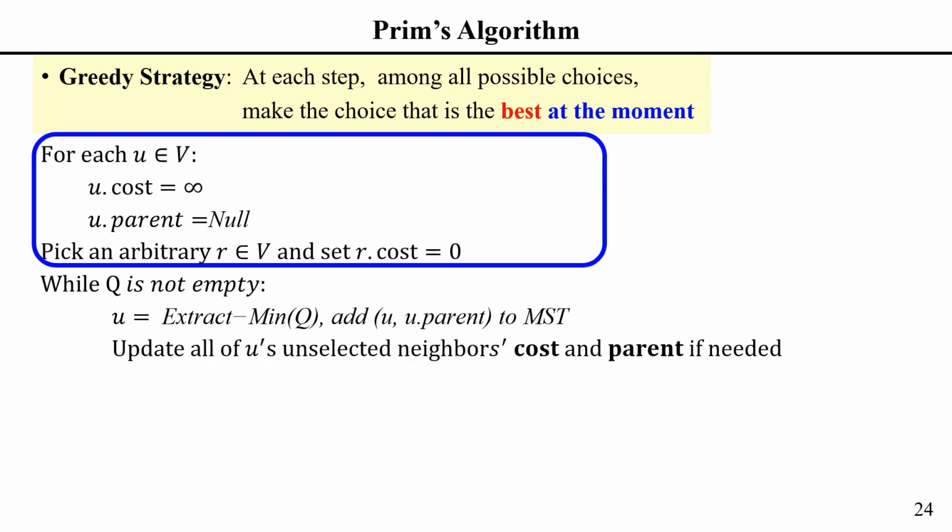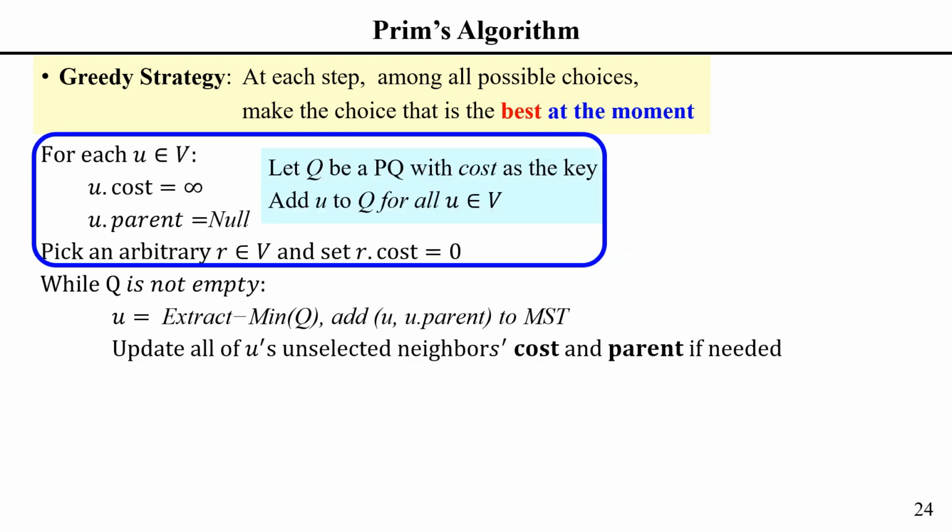So with the priority queue, the first step is to initialize the priority queue with the cost of the vertices as the key. The queue stores all the unselected vertices. While the queue is not empty, we extract from it the element with minimum cost. And we add the corresponding edge to the minimum spanning tree. After that, we update the cost and parents of its neighbors if needed.